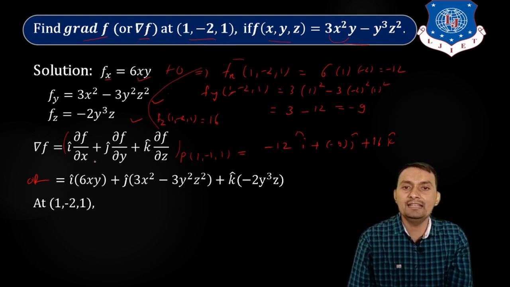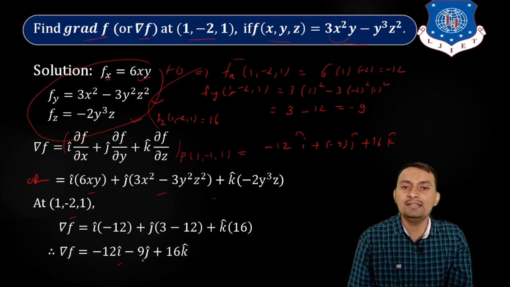Otherwise, you may apply del f by del x, del f by del y, del f by del z, whatever we have. If I replace it at that particular point, you can also determine -12i minus 9j plus 16k, and this is the same. That is also what you can see.